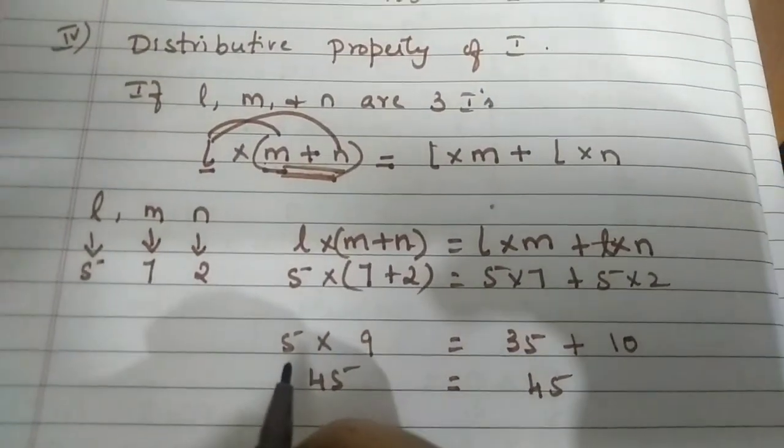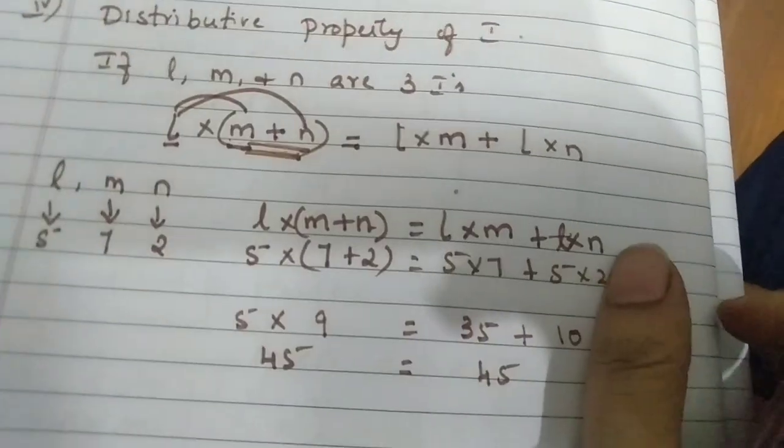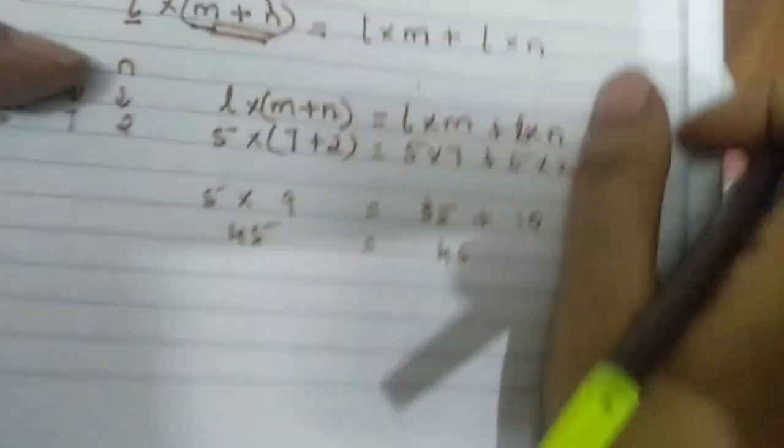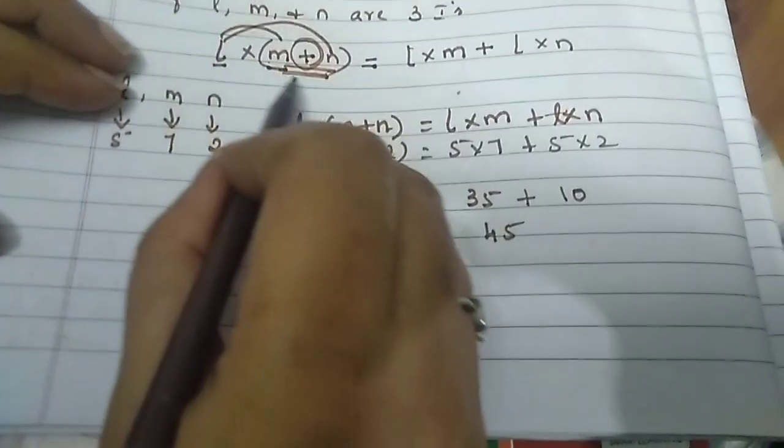Now let us check the same distributive property of integers by using the subtraction sign, the negative sign. So we've used the positive sign here. Now with the same formula, we're going to make a little change to it like this. Let me show you.